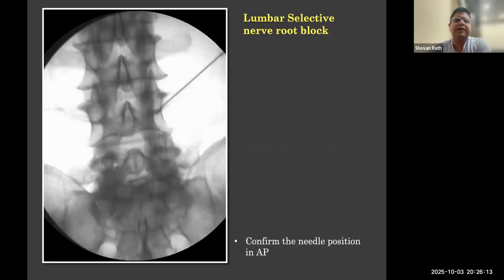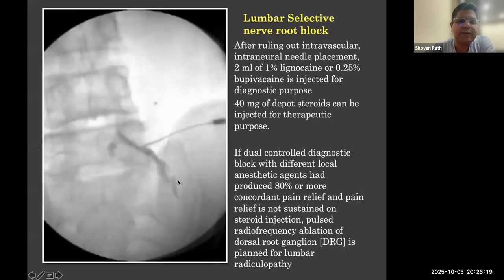This is what is seen in an AP view. Now, if you put some amount of dye, you will see that the dye distribution is along the nerve root. This picture is of L5-S1, not of L4-5. Sorry for that, but this is how it will look. The dye will be spreading inside the epidural space. Also, it will be coming out through the exiting nerve root.